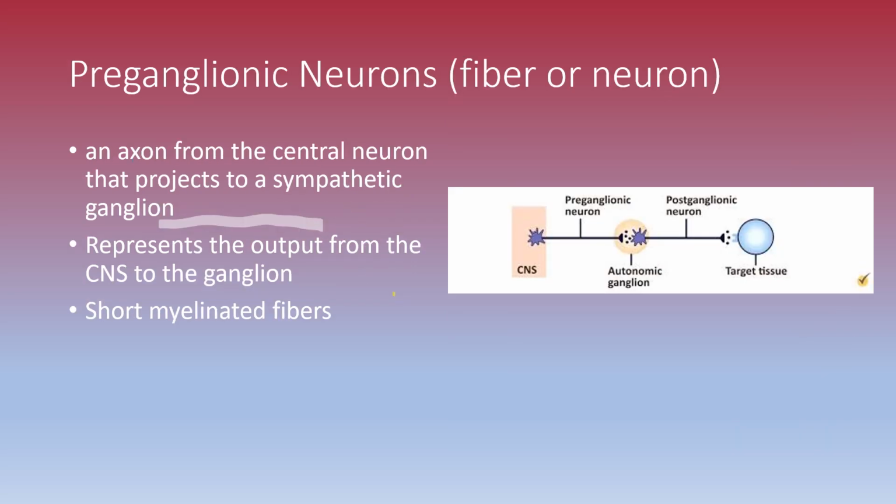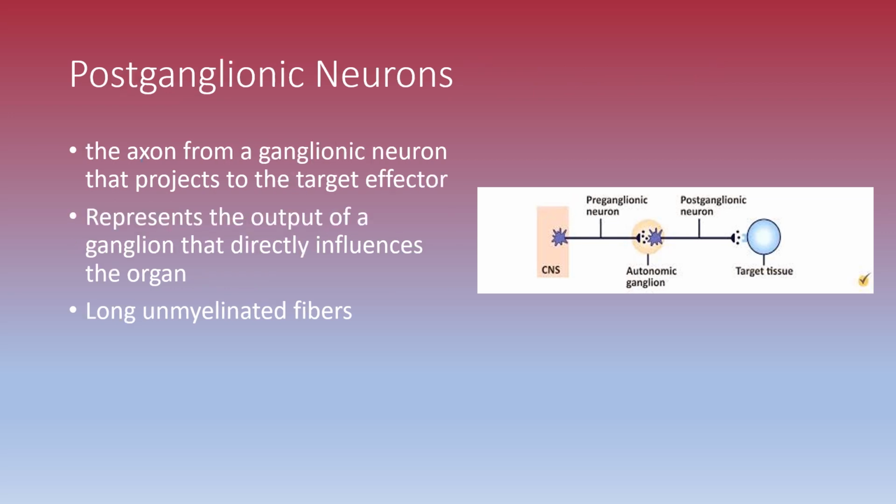The preganglionic neuron fibers are axons from the central neuron that project to a sympathetic ganglion, representing the output from the central nervous system to the ganglion by short myelinated fibers. The postganglionic neurons, the axons from a ganglionic neuron that project to the target effector, represent the output of a ganglion that directly influences an organ by long unmyelinated fibers.